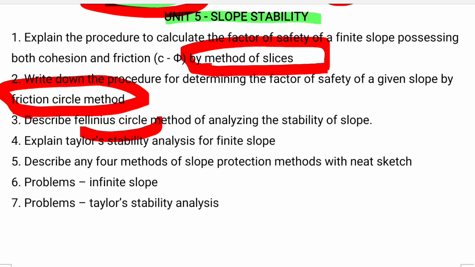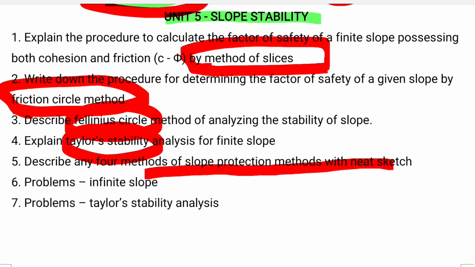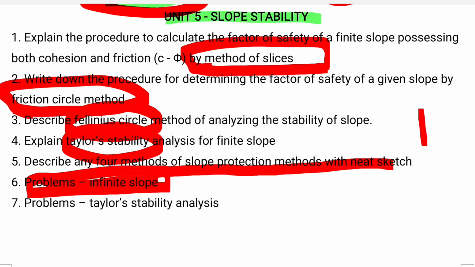The next one is Fellenius method, then Taylor stability analysis. These questions are very important. Then any four methods of slope protection, so that's also a very important question. And another very important question is the problem in infinite slope. In infinite slope there is a derivation too. Another important one is the problem. Okay, so if we study well the infinite slope problem, we can answer one question.